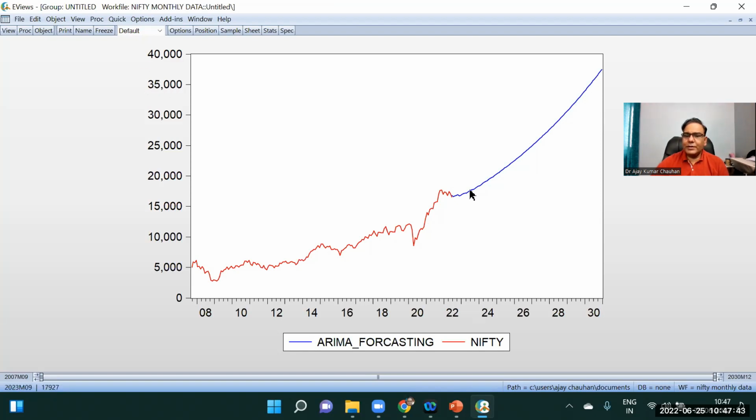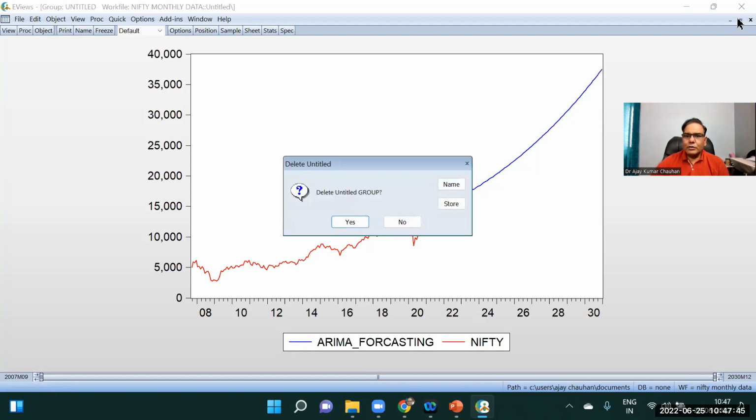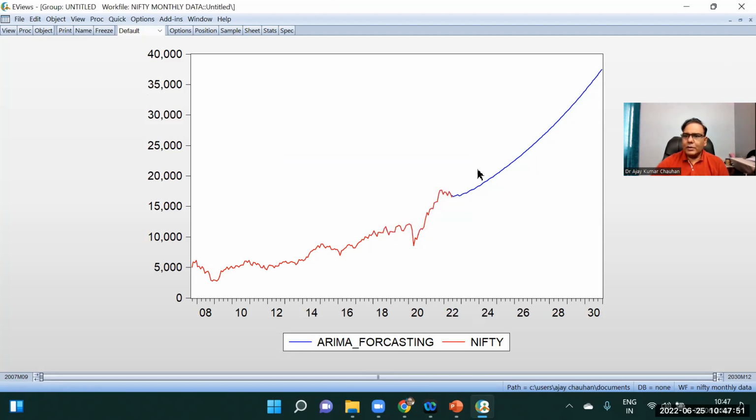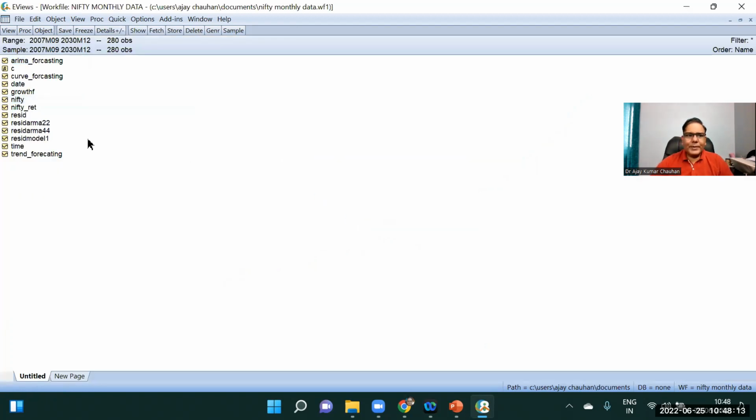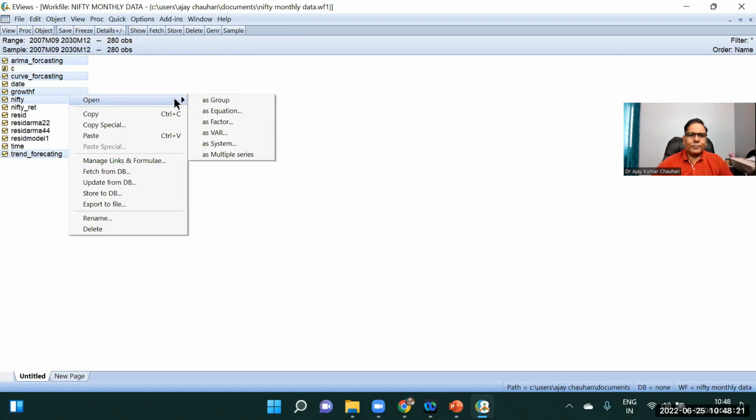So you can report this forecasted value by the graph. The red line is the actual behavior, and the blue line is representing the forecasted behavior. So you can represent the forecasted behavior like this. And after this, you can combine all the forecasting: ARIMA forecasting, curve forecasting, growth forecasting, trend forecasting, and Nifty. So now I'm combining all the forecasting values.